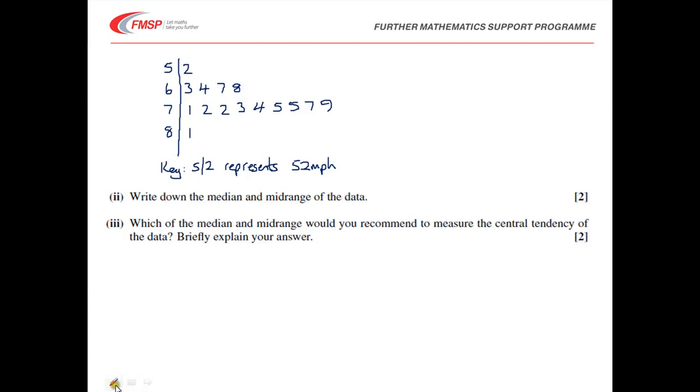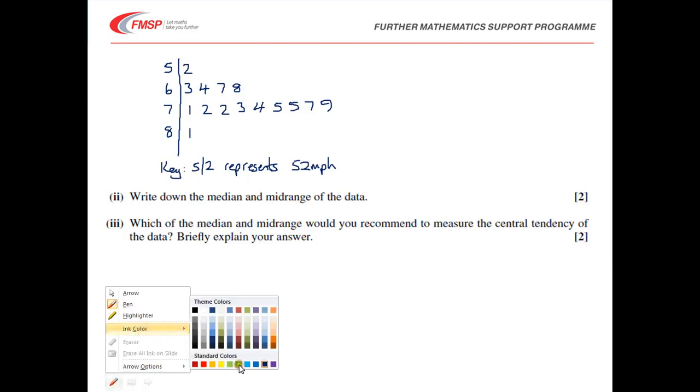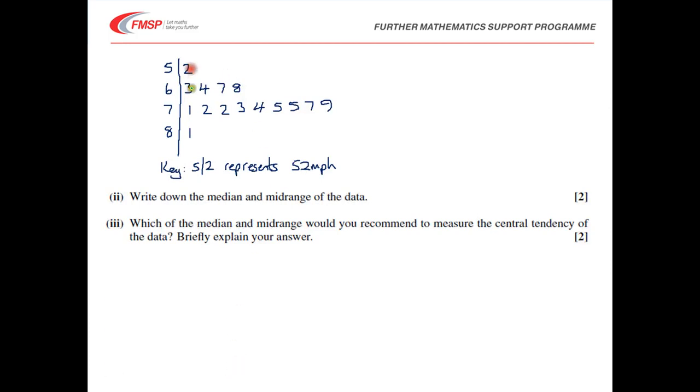Write down the median. Well, we had 15 items of data, so we want the 8th one. 1, 2, 3, 4, 5, 6, 7, 8. It's that one there. So the median is 72 miles an hour. The mid-range is the lowest value plus the highest value divided by 2, which is 66.5 miles per hour.